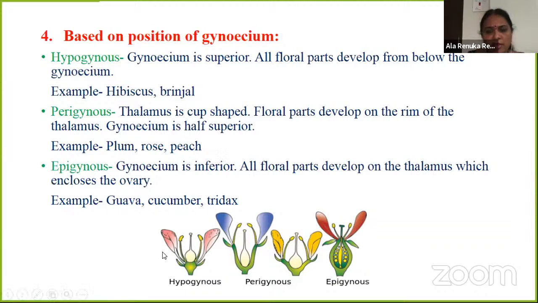All parts of the flower develop from below the level of the gynoecium. And in a perigynous flower, along with the gynoecium, not at an equal level.